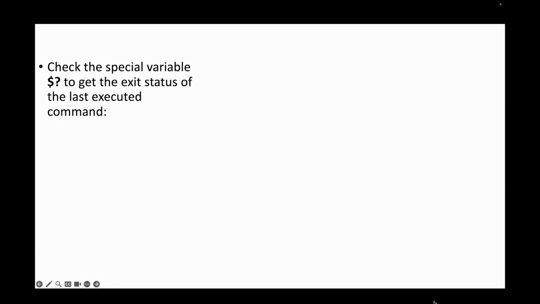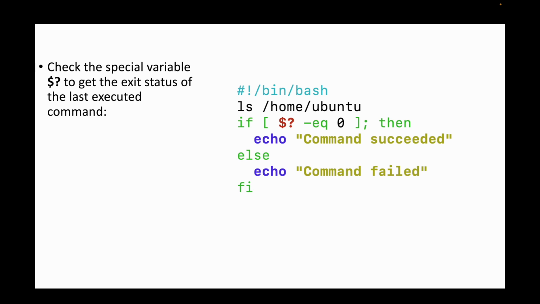script? So for this, we have a special variable, which is $?, and we can use this to get the exit status of the last command that was executed. So let's say you're executing a command, and you want to basically check whether this command was executed successfully or not based on the return code. All right, so we can use this special variable here, $?.